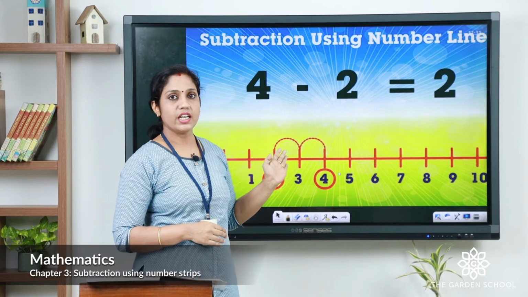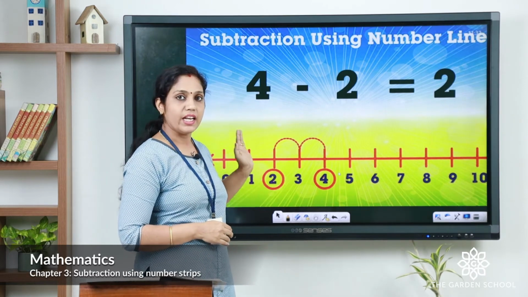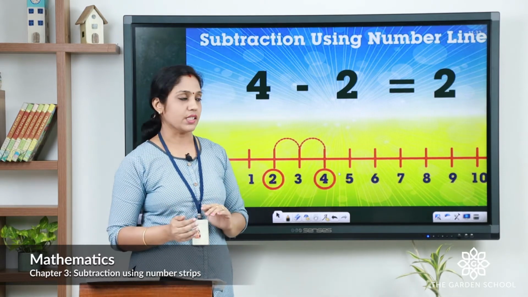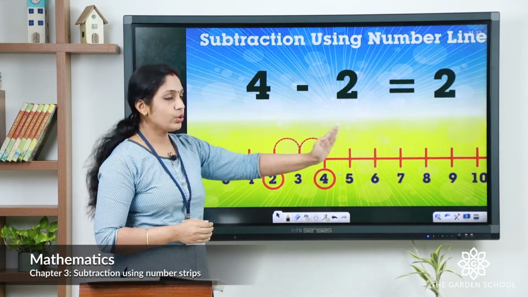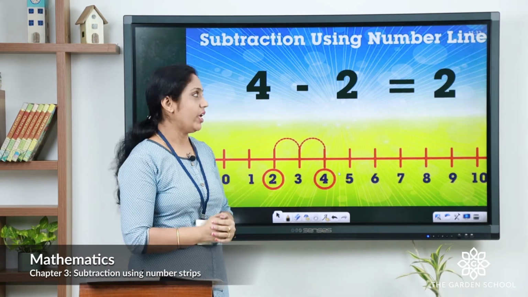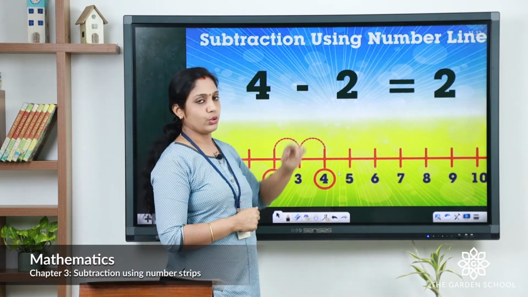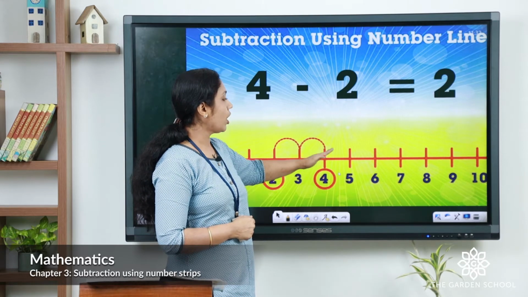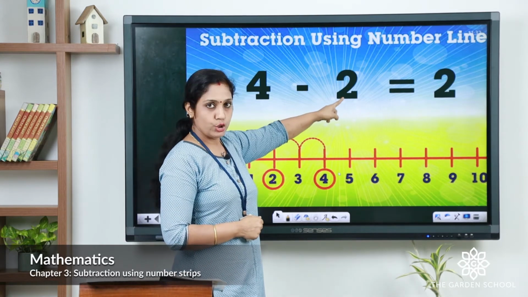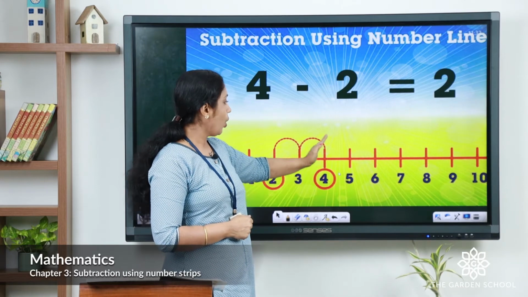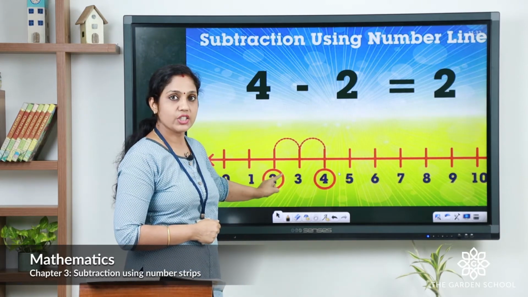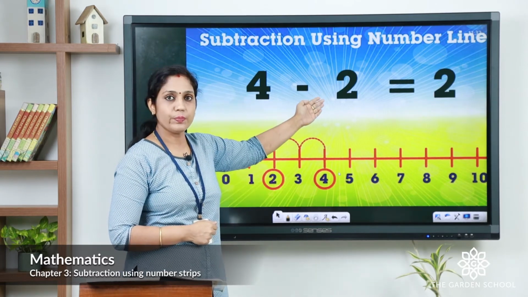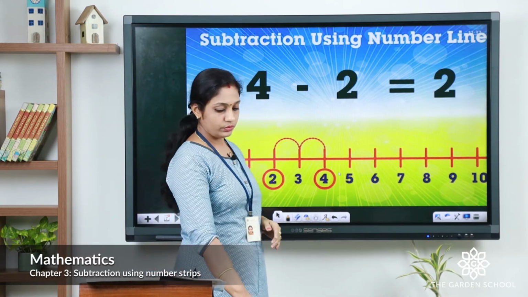Here it's a number line. What is a number line? A number line is a line in which numbers are represented at equal spaces. So here we have from 0 to 10. And what do we have to find out? We have to find out 4 minus 2. So from 4 we have to start. From 4 we need to count backwards. How many times? 2 times. So let's count from 4. 1, 2. And where did we reach? We reached 2. So what is the answer? 4 minus 2 is equal to 2.